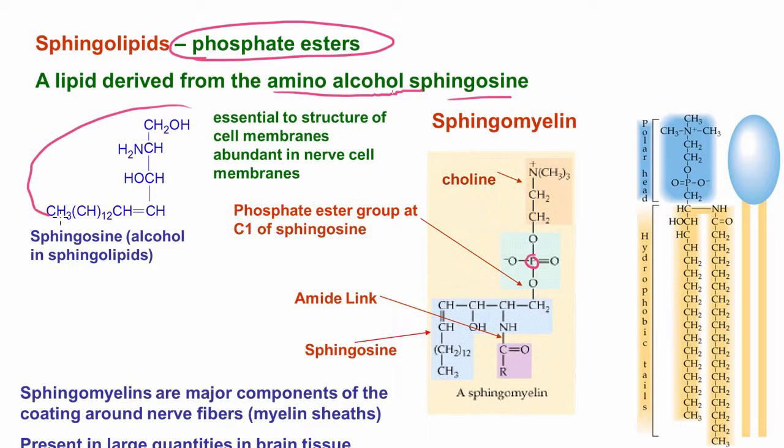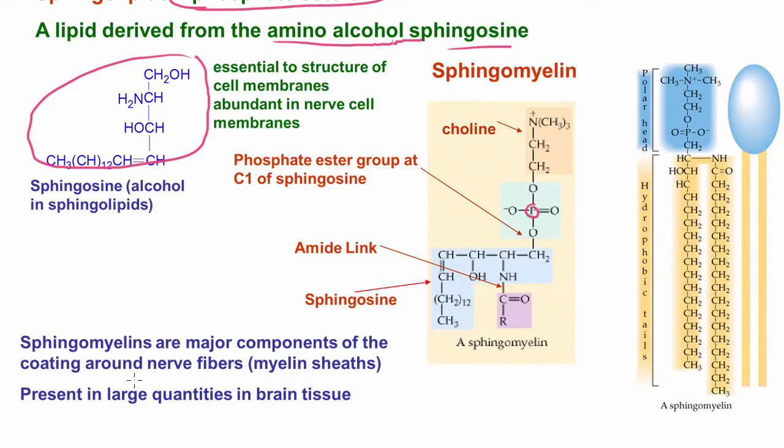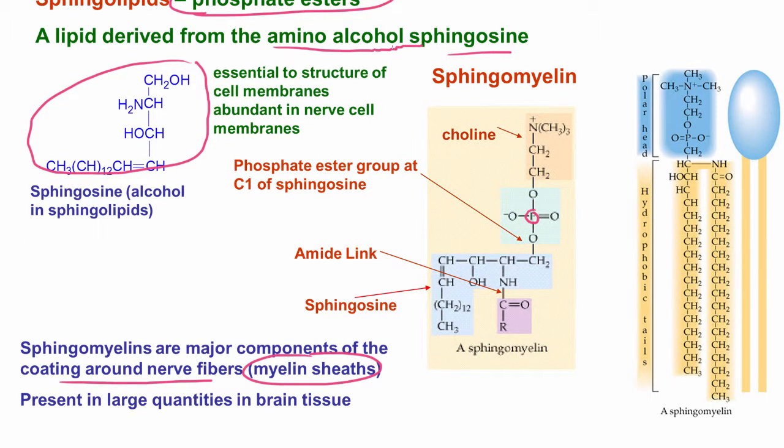And this here is that alcohol. So this is found in sphingolipids. And sphingolipids are important as far as cell membrane structure, and they're also abundant in nerve cell membranes. In fact, sphingomyelins are the major components of coating around the nerve fibers called myelin sheaths. And we find them in large quantities in the brain tissue.